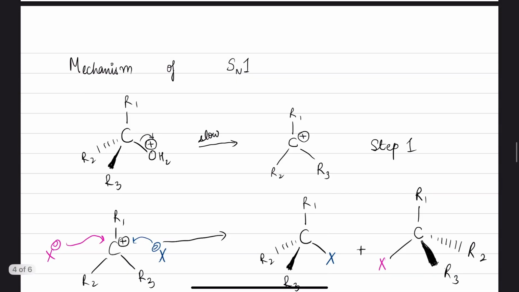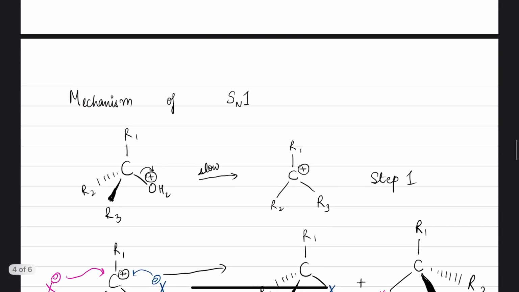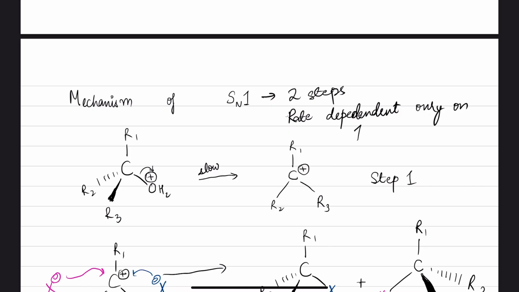Then let's talk about the SN1 reaction. SN1 reaction happens in two steps, and the rate is dependent only on one species.